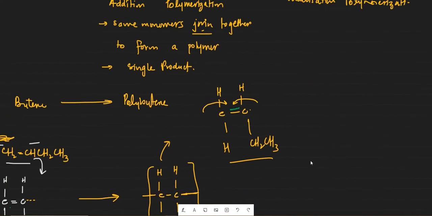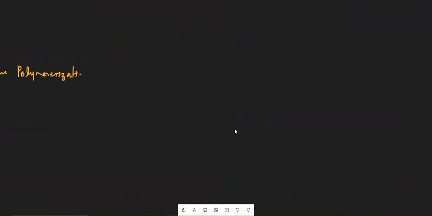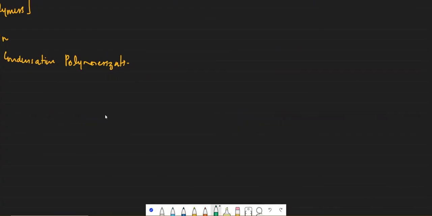Now, the other type of polymerization is condensation polymerization. In condensation polymerization, different types of monomers react. Different monomers join together.